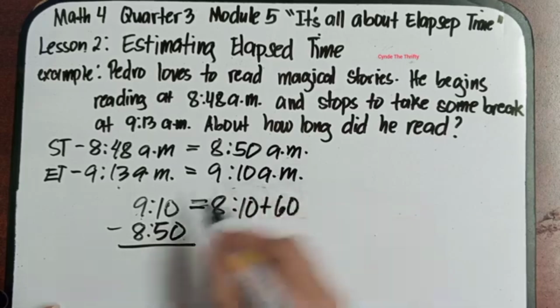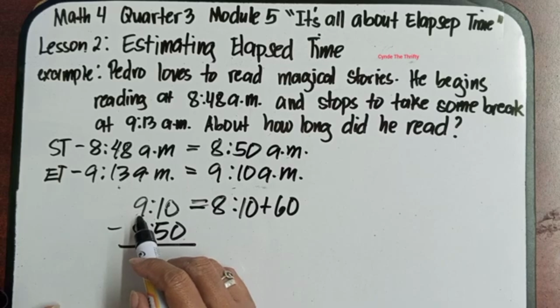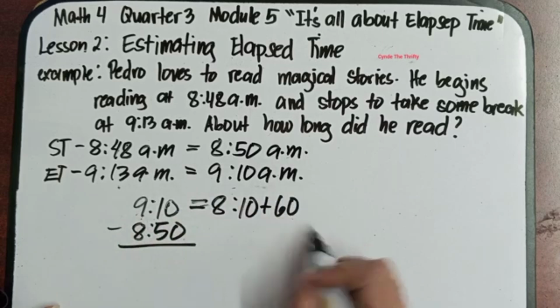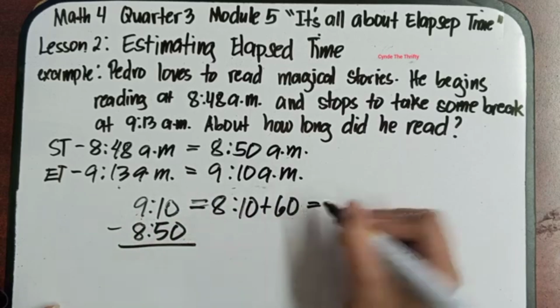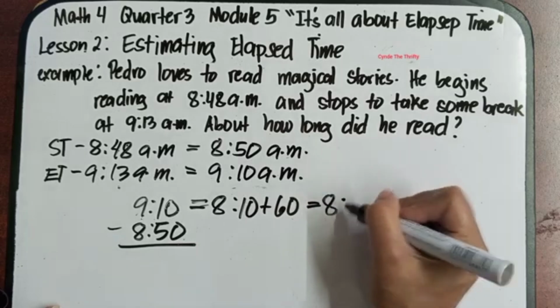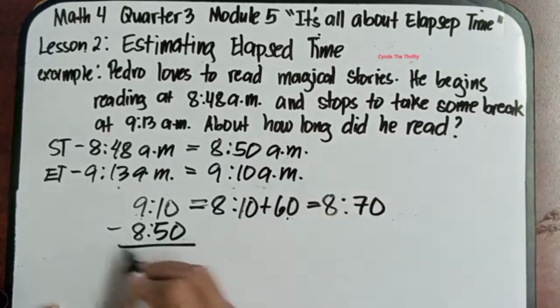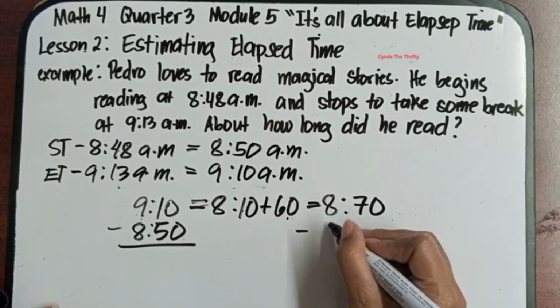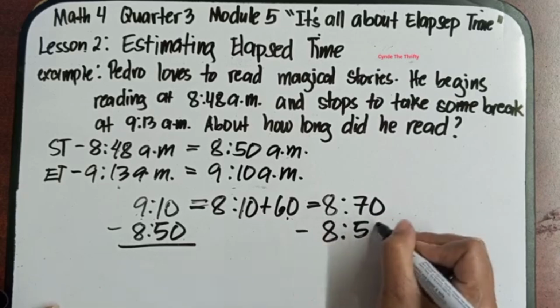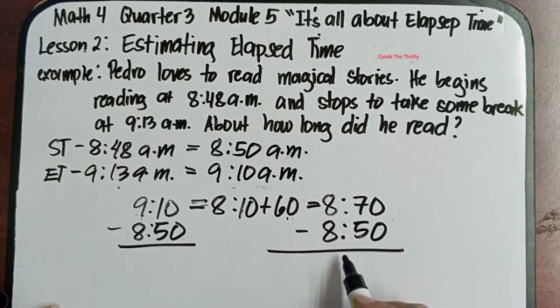Kasi ang na-borrow natin na 1 hour dito is equivalent to 60 minutes. Pagkatapos, kopyahin natin si 8R and then 10 plus 60 is equal to 70. So, kopyahin lang natin itong ating subtrahend na 850. Ayan. So, pwede na tayong mag-subtract.